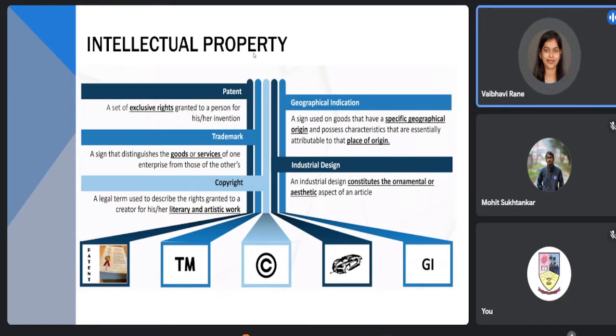The next is industrial design. Now, industrial design constitutes the ornamental or the aesthetic aspect of an article. A very unique design, a unique shape. Even if the tag is removed, by looking at the bottle lying somewhere, you will say that, okay, yes, I know which soft drink was in this or which drink was in this bottle. So that is what your industrial design is.